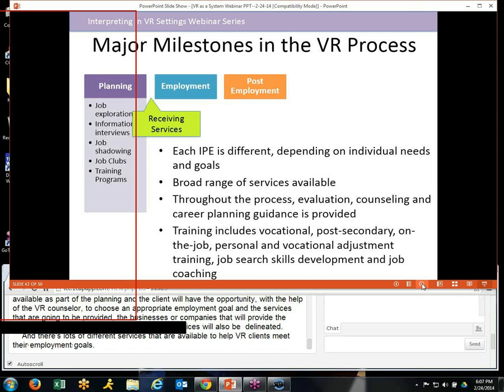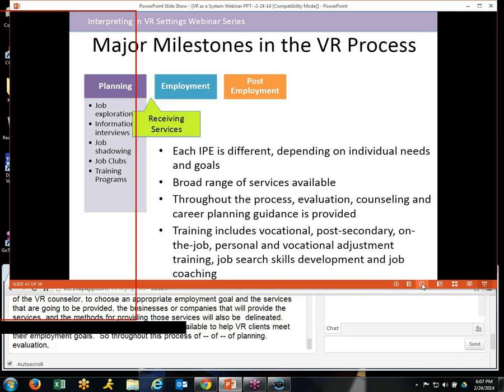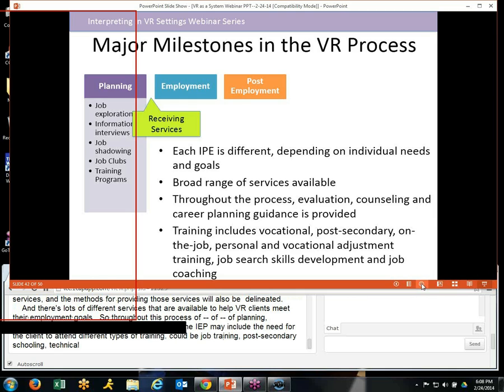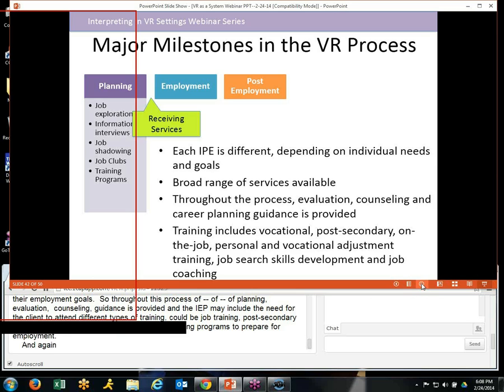So throughout this process of planning, evaluation, counseling, guidance is provided, and the IEP may include the need for the client to attend different types of training. Could be job training, post-secondary schooling, technical schooling, any number of training programs to prepare for employment. And again, all of those would need to be made accessible through an interpreter. Next slide.